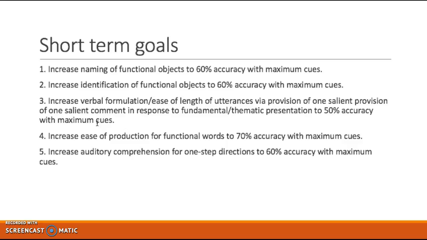We typically tried to work on more than one goal at one time. We also wanted to increase verbal formulation and ease of length of utterances. We wanted to increase ease of production for functional words and increase auditory comprehension for one-step directions at first, which we then increased to 2-step directions. During our assessment, we found that AP exhibited slight difficulty with 1 to 2-step directions. She made a lot of progress from this short-term goal. We worked on it through a lot of our other goals throughout the sessions.